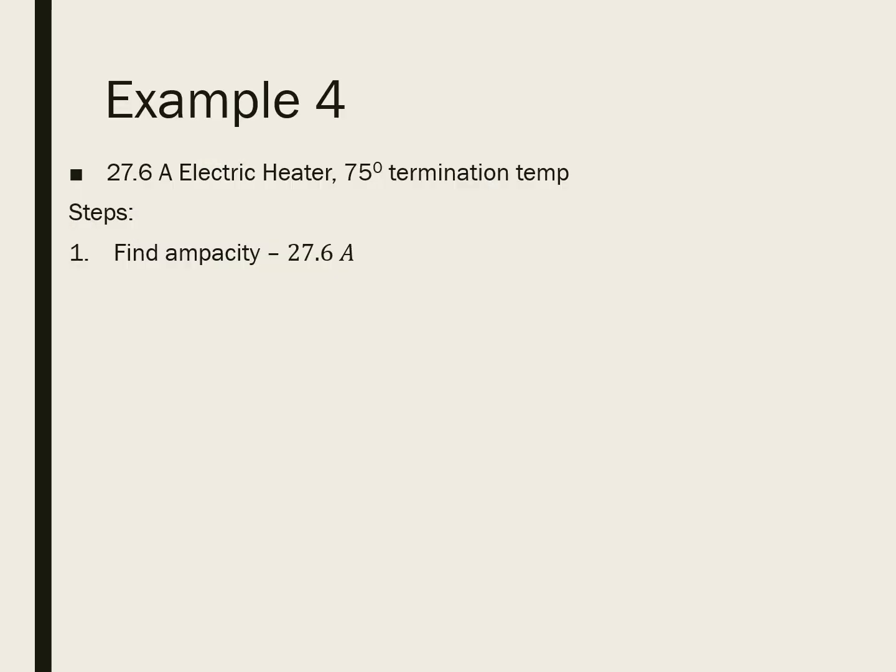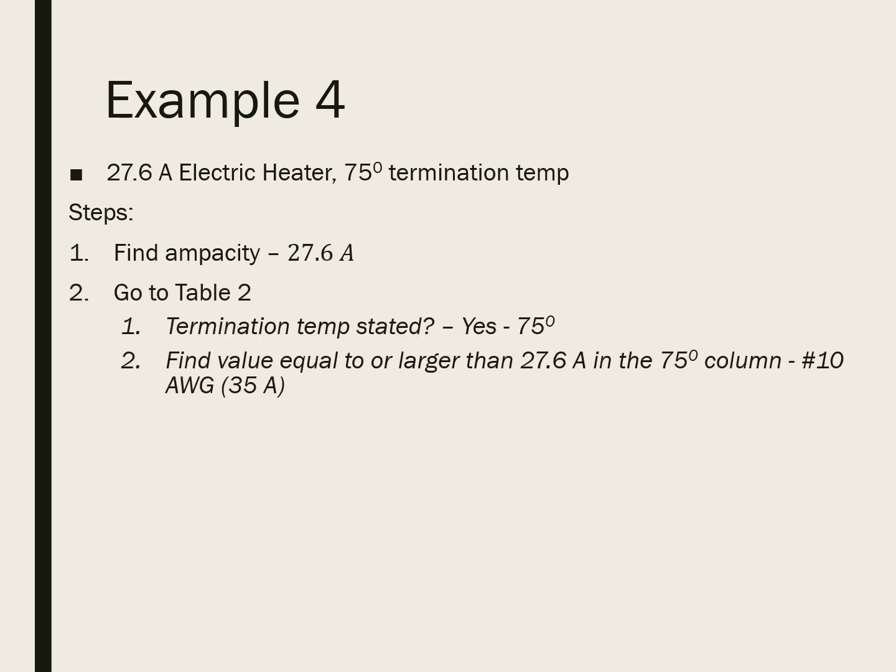Let's look at this example of a 27.6 amp electric heater with 75-degree termination temperature. First step, of course, is to find the ampacity, which is given for us. The second step is going to be to find the wire. So we can take this 27.6 amps directly to Table 2. We know what the termination temperature is, so we're going to look in the 75-degree column. Now we find a value that's equal to or larger than 27.6, and we end up with a number 10 gauge conductor rated at 35 amps.